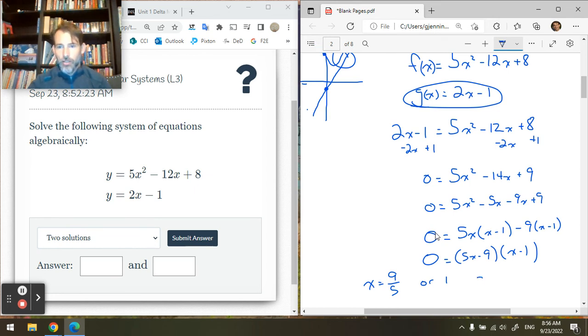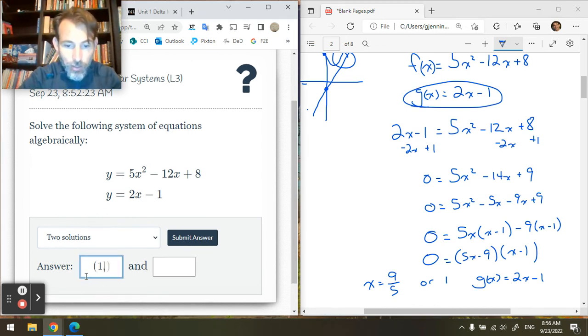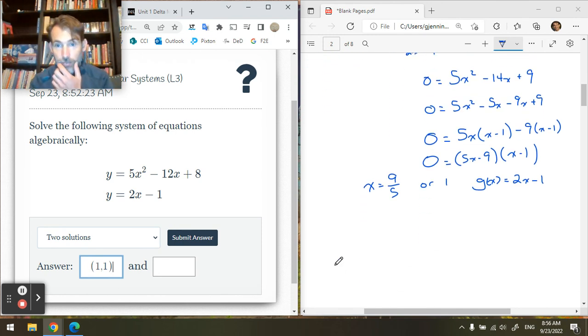Okay, so I'm just going to copy it here. g of x is equal to 2x minus 1. Let's solve this one. When x is 1, we know we have a solution. So g at 1 is equal to 2 times 1, which is 2, minus 1 is 1. So the point (1, 1) is one of our solutions. The other one, we're going to want to use fractions for 9 over 5. So let's evaluate what g is when x is 9 over 5.